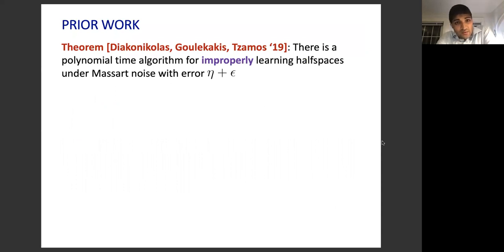So there's some really nice recent work of Diakonikolas et al. that got me excited about this stuff and introduced me to the Massart noise model. What they showed was that there's a polynomial time algorithm for improperly learning half spaces under the Massart noise model. And they get this error guarantee of eta plus epsilon, for any positive epsilon.